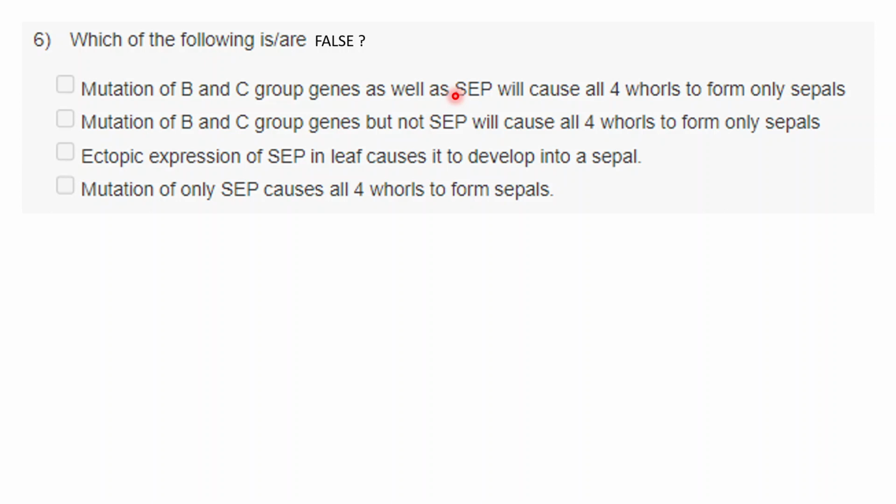So these are the four statements. Which of the following are false? Mind you, even I had a difficult time in finding the answer to this, so I'm not very sure of this answer, but I'm happy to discuss. I just want to see what the students are thinking are the correct answer. So this is solely based on the ABC flower patterning, mutation of BC group genes and sepalata. Which of the statements is false?